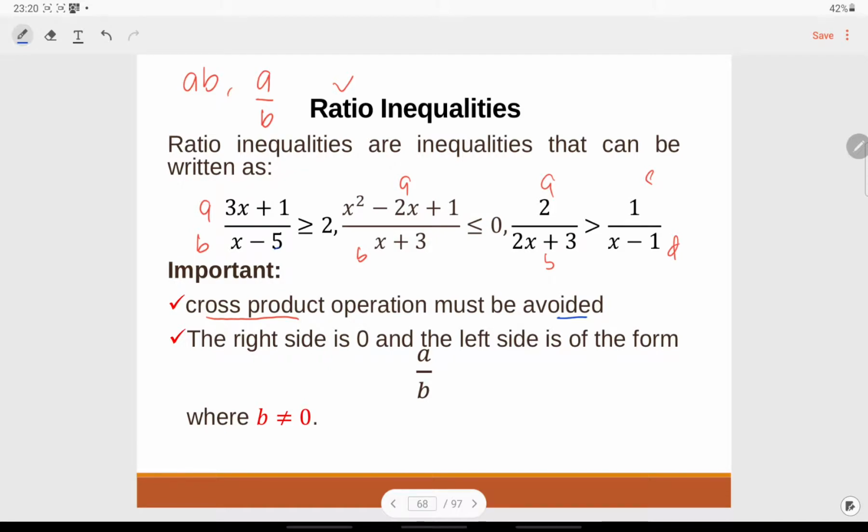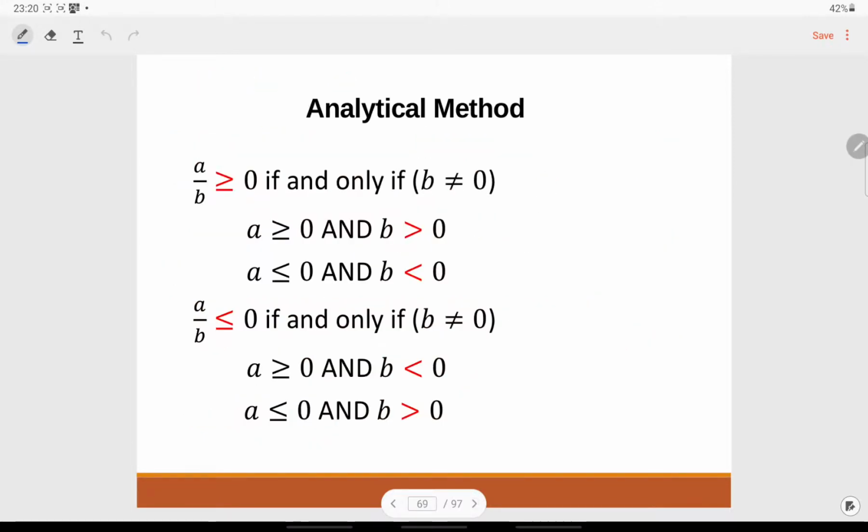The second caution: the right side is 0. We need to make sure that the right side is 0, and for the left hand side, we need to make sure it is in the fraction form, A over B, where B must not equal 0. What happens if B equals 0? The fraction becomes undefined.